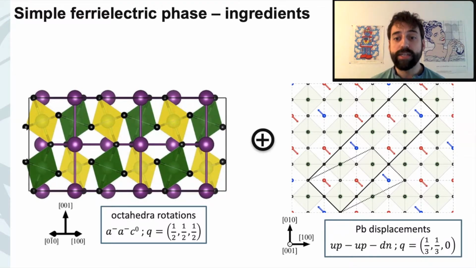The question now is: is this structure stable? So we optimized this structure using density functional theory, and we found out that indeed this ferroelectric polymorph of lead zirconate is stable.